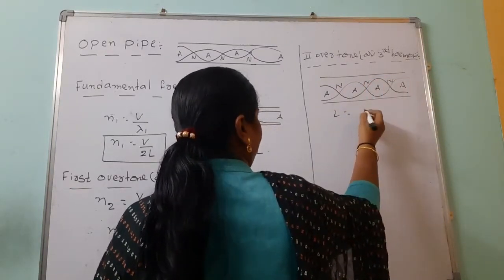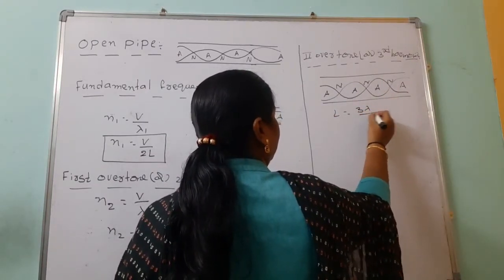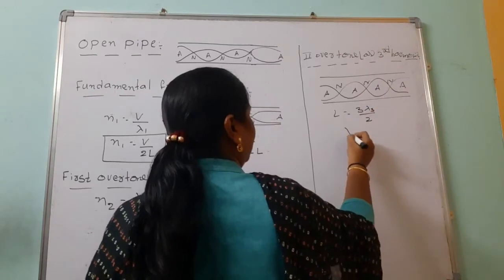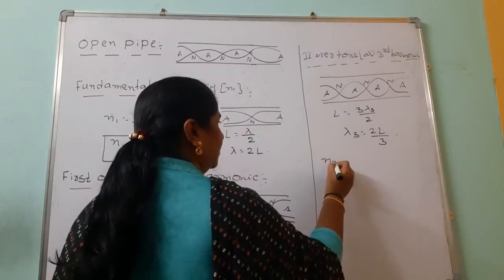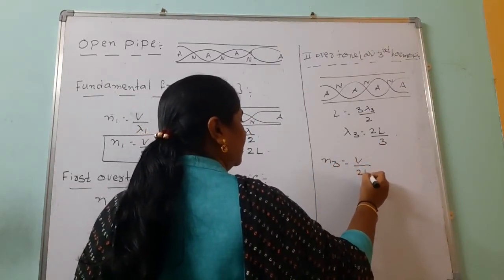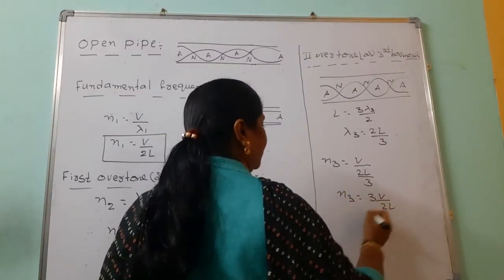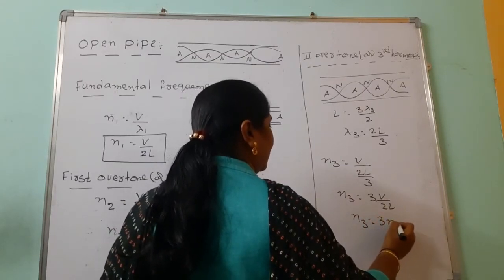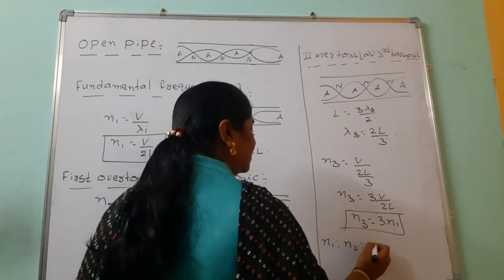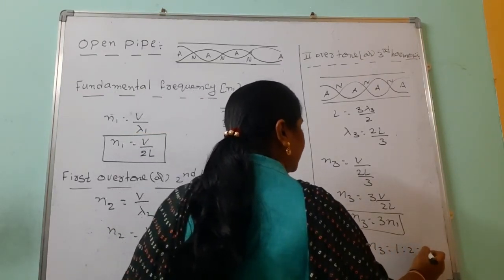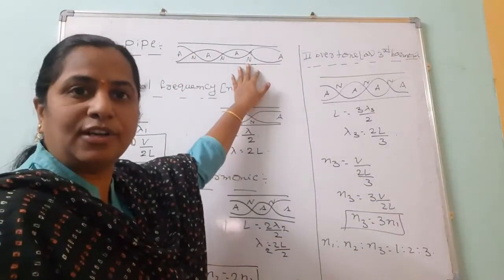L equals lambda by 2 plus lambda by 2 plus lambda by 2, that is 3 lambda by 2. For the third one we take lambda 3. Lambda 3 equals 2L by 3. Then the frequency of this one is V by 2L by 3. So N3 equals 3 into V by 2L, N3 equals 3N1. Now the ratio of N1, N2, N3 is 1 is to 2 is to 3.